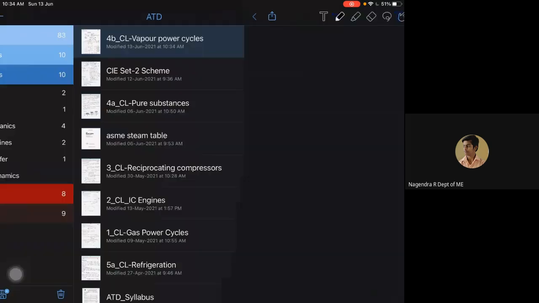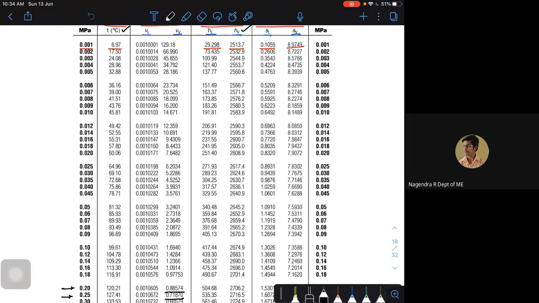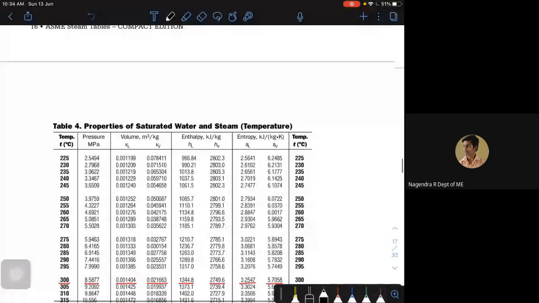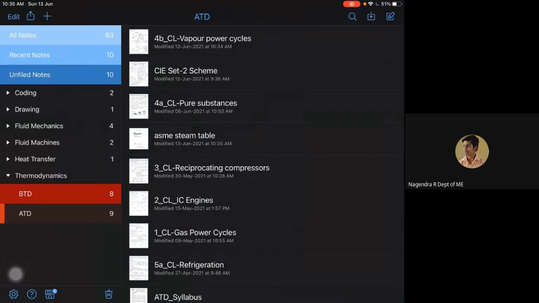Okay, let me open the steam tables. Let's go to the temperature. Temperature of 360 degrees. Corresponding to 360 degrees, I have to look for the entropy. Look at this entropy. It is 5.9527, which is much less than your 7.084, a clear indication that it is superheated. Are you getting it?